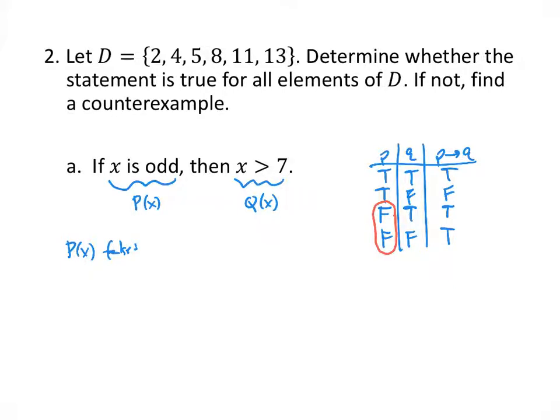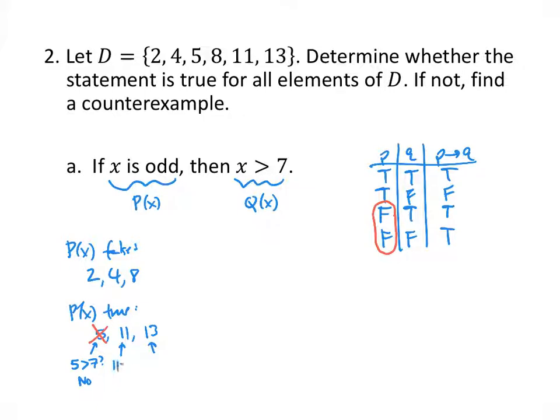So the elements of this set that are not odd, which are 2, 4, and 8, those are numbers on our list that make this predicate true. If P of x is true, then we have to additionally check whether Q of x is true. P of x being true, that's 5, 11, and 13. So for each of these numbers, is Q of x true? Is 5 greater than 7? No. So 5 does not make it on our list of numbers that make this implication true.